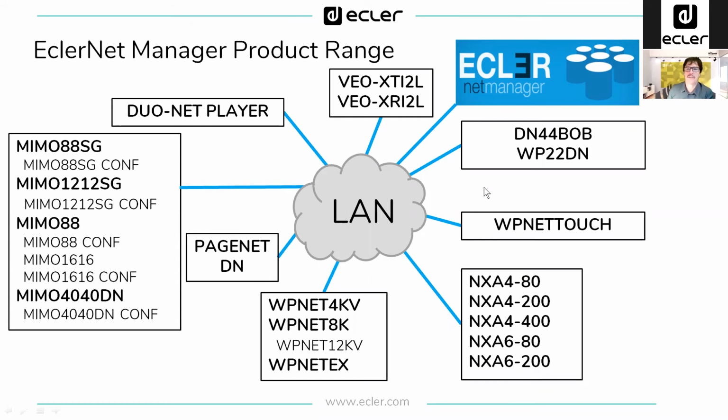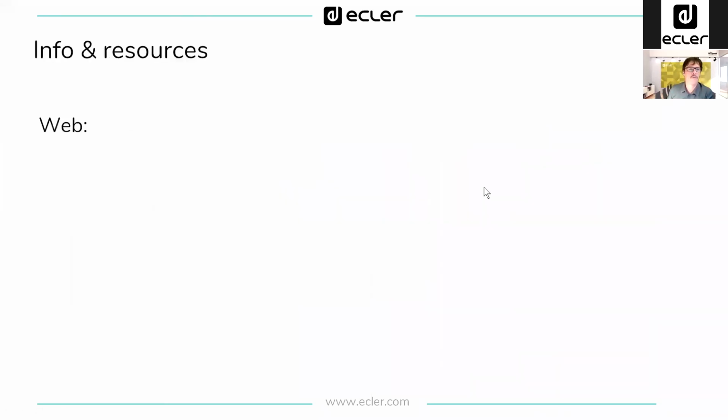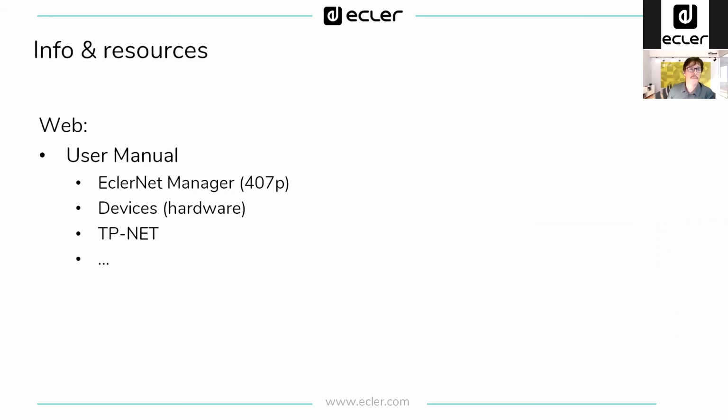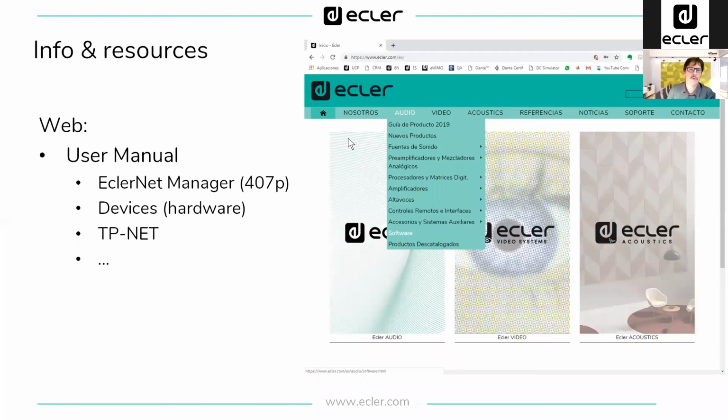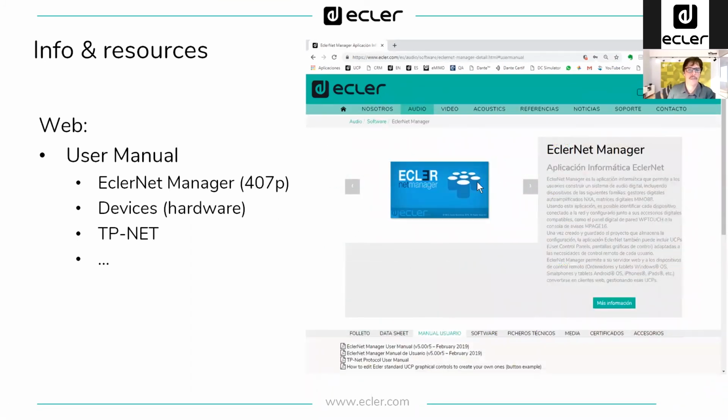Before starting onto the software, let's talk about where I can find information on these resources, okay? Because sometimes it's important to know where the information is, better than giving the information. You have a user manual of 407 pages on the website. So you get onto the audio section, you go to software and you select EclerNet Manager, and a website like this will appear. And then you get into user manual.